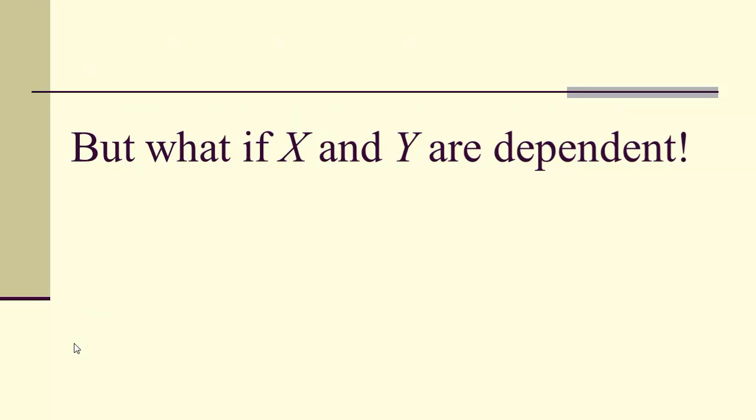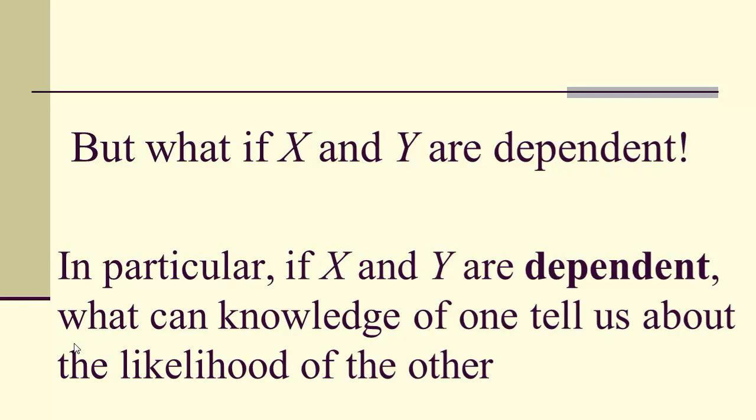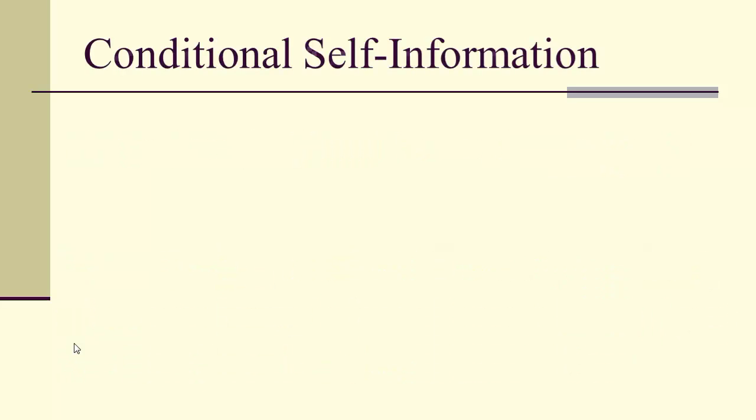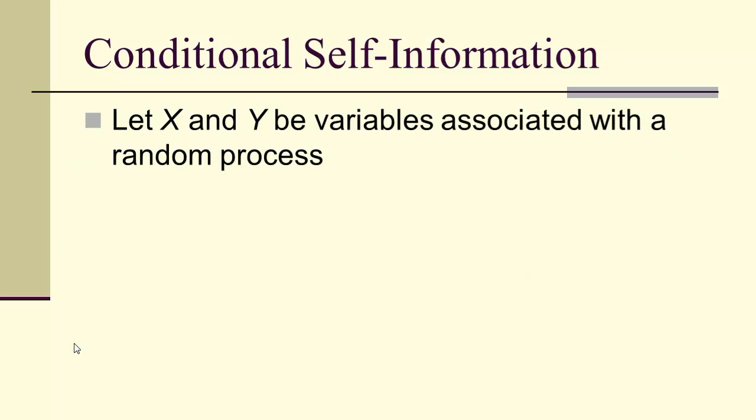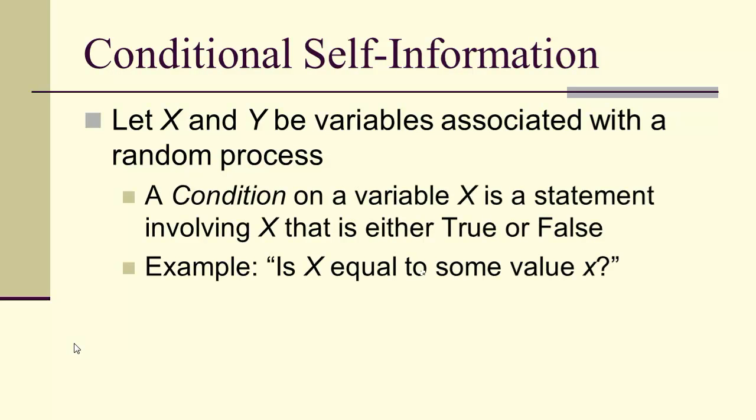Well, what if X and Y are dependent? In particular, if X and Y are dependent, what can that tell us about the likelihood, or what can knowledge of one tell us about the likelihood of the other? We're going to look at an idea called conditional self-information. So suppose X and Y are variables associated with a random process, and suppose we have a condition on a variable X, which is a statement that involves X that's either true or false. For example, we might have, is capital X, the variable, equal to some value, little x, or some possible outcome.